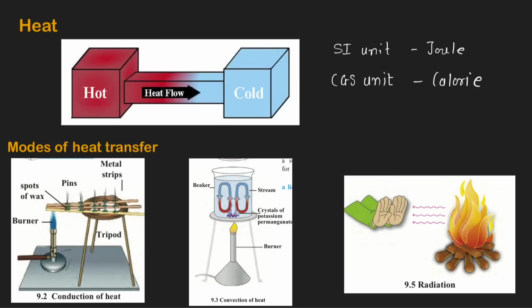The next one is convection of heat. This mode is observed in liquids and gases. To transfer the heat energy from one part to another part, here also the medium is necessary. And the third one is radiation. To transfer the heat energy by radiation, the medium is not necessary. As an example of radiation, we can give the sun.